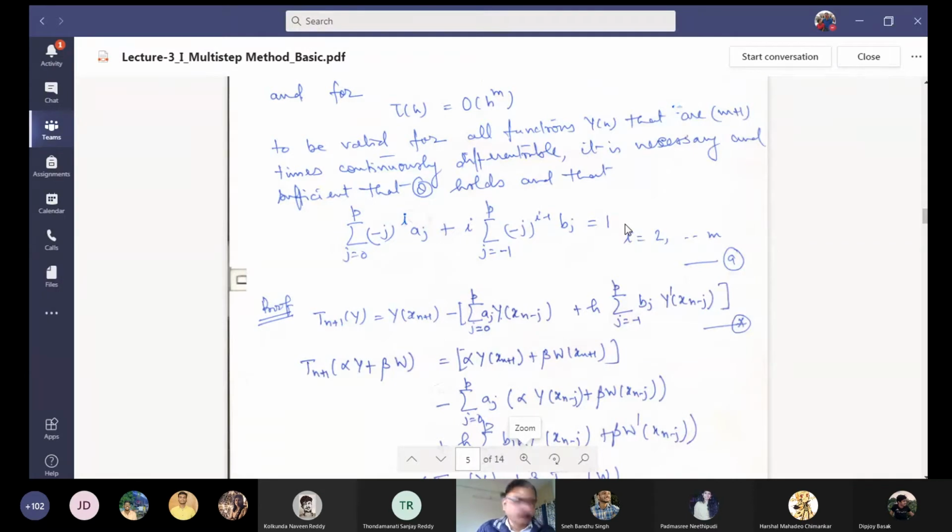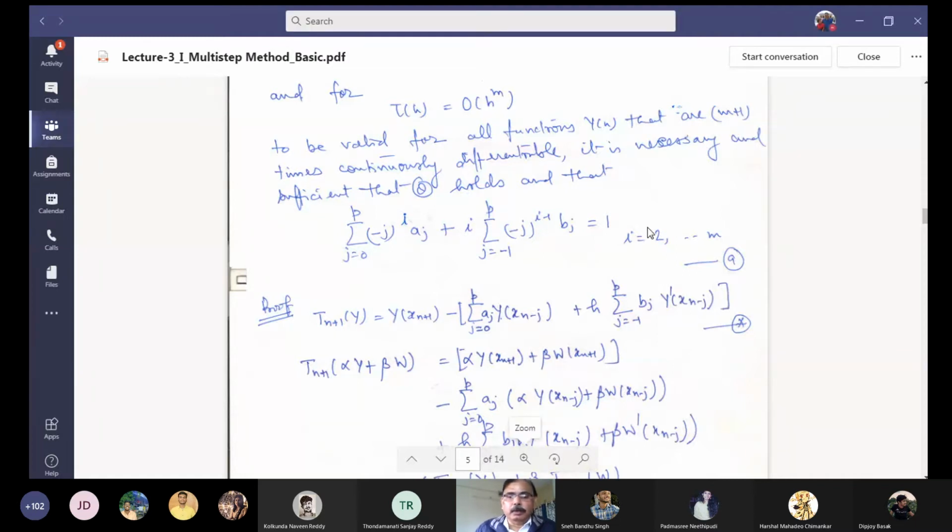Now, the problem which you raised, Sneh Bandhu, I will explain later on. So whether this theorem is clear to everybody? Yes, sir. So two things are there. One, consistency. Every method has to be consistent, means that equation 8 has to be satisfied. Second, if it is of order m, then what should be the condition? So along with that 8, you further require that equation 9, right?